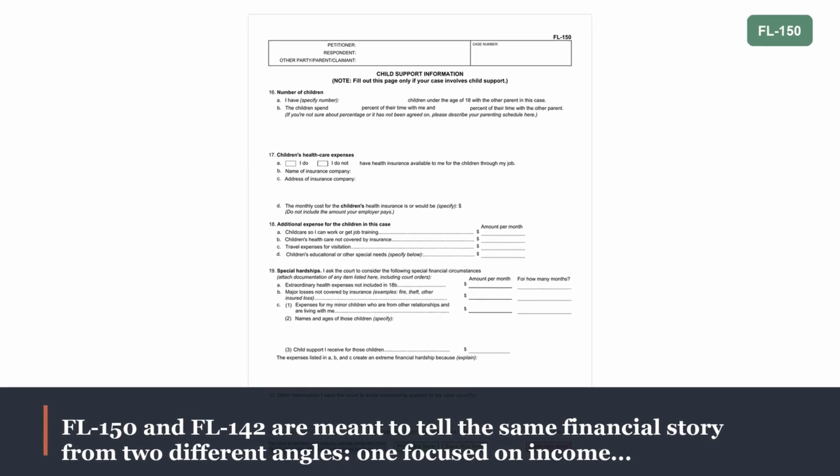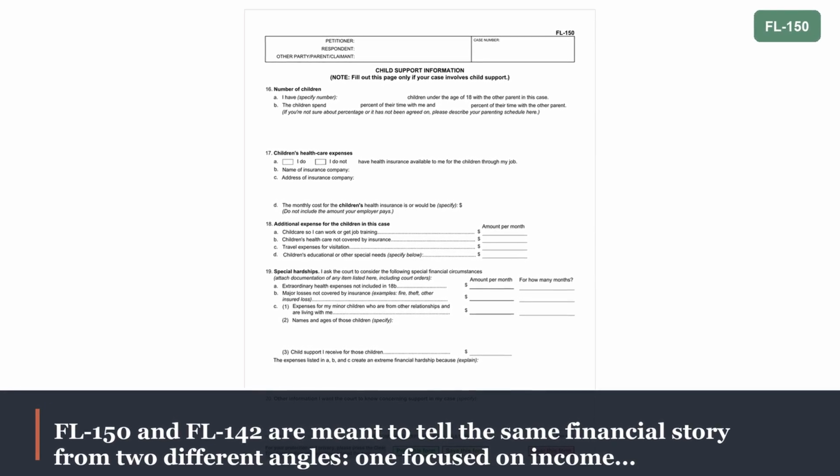FL-150 and FL-142 are meant to tell the same financial story from 2 different angles, one focused on income and expenses, the other on assets and debts. The numbers on both should line up. A bank account, an asset, or a debt payment that shows up on one form shouldn't conflict with what you reported on the other. Filling out both forms together rather than weeks apart is one of the easiest ways to keep them aligned.